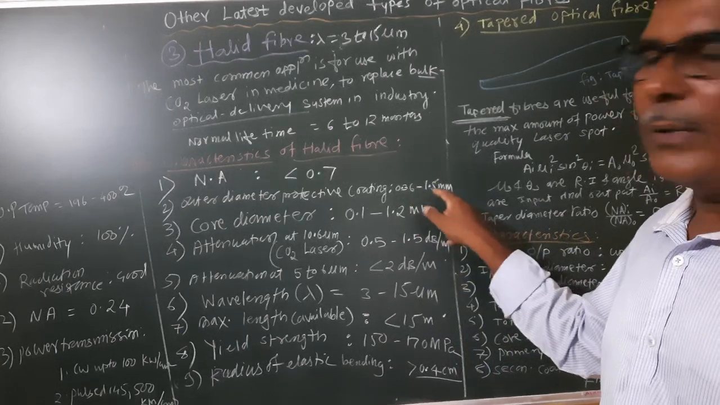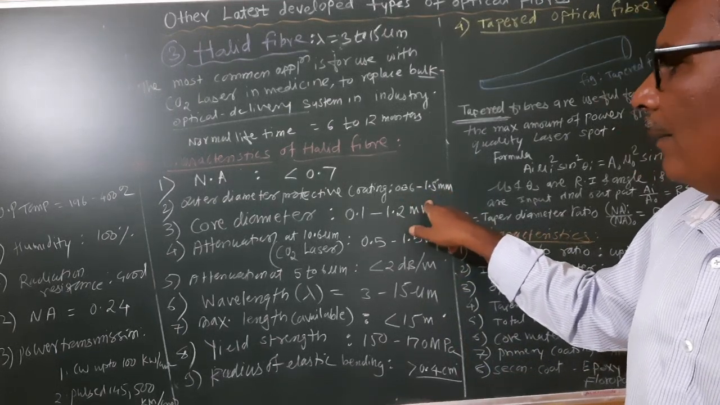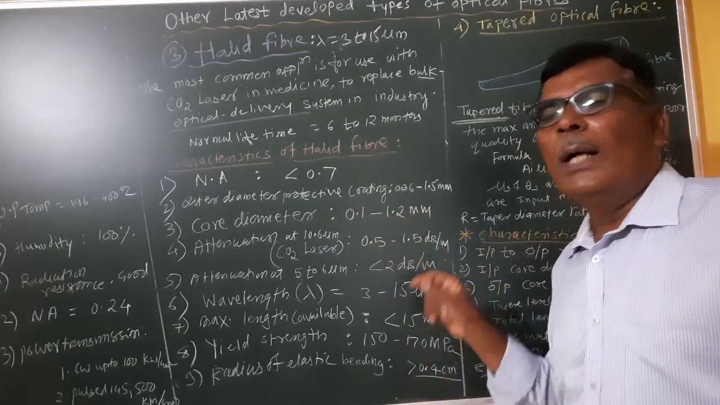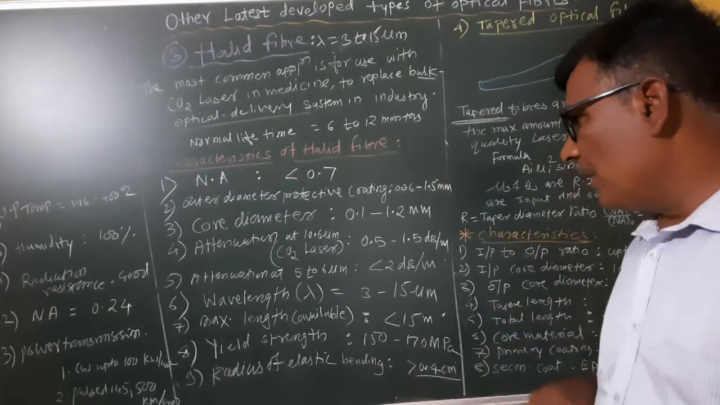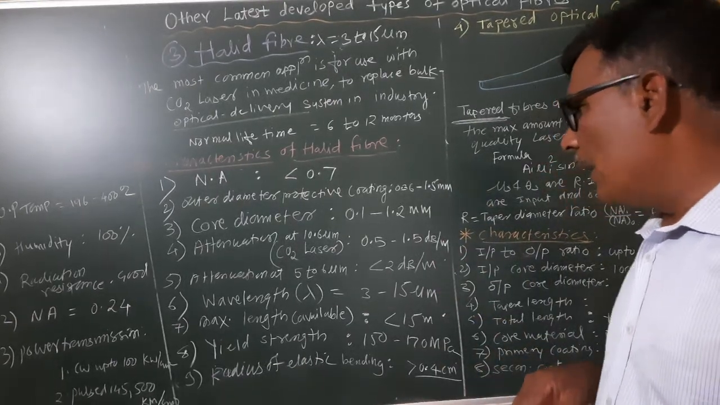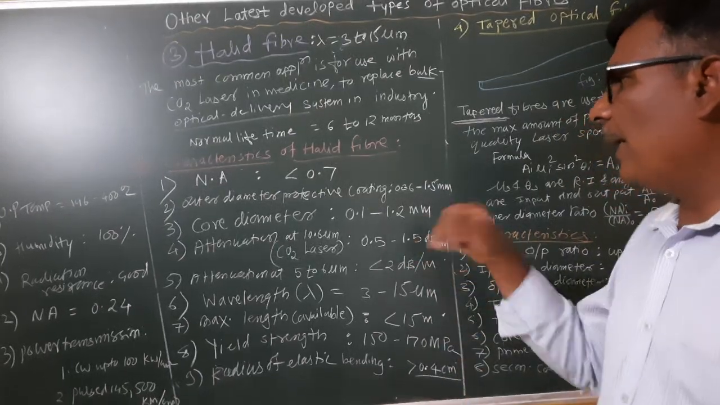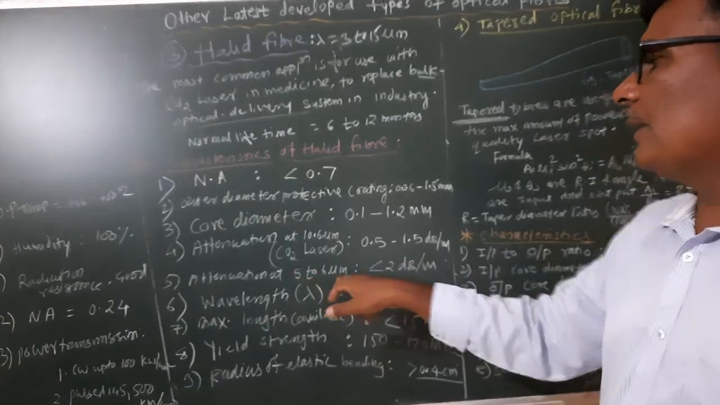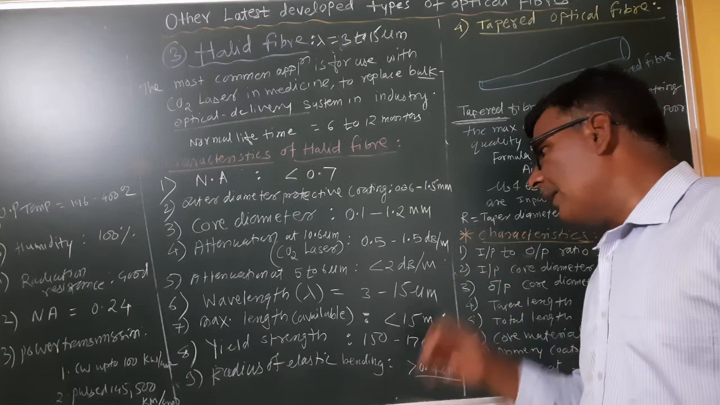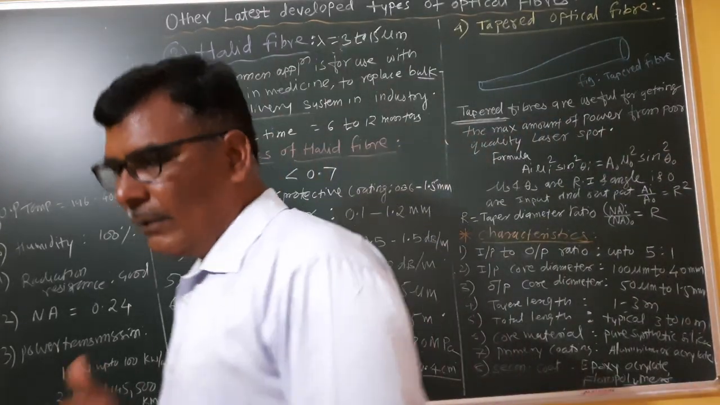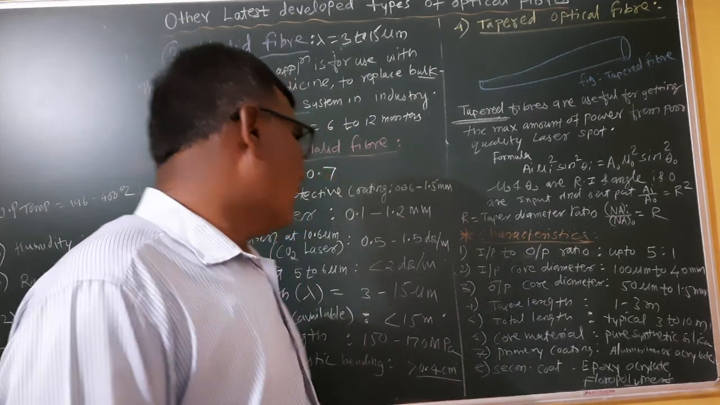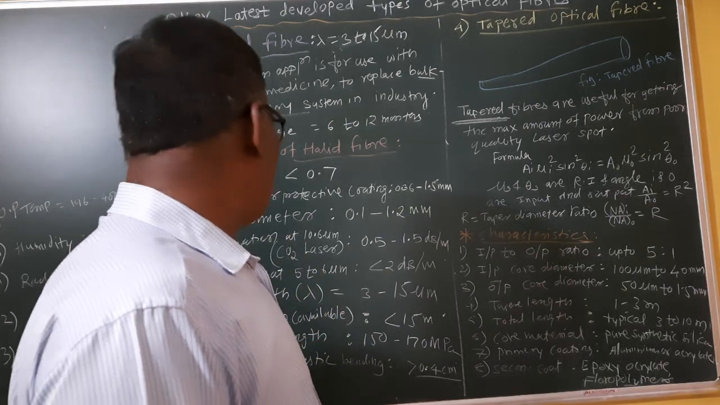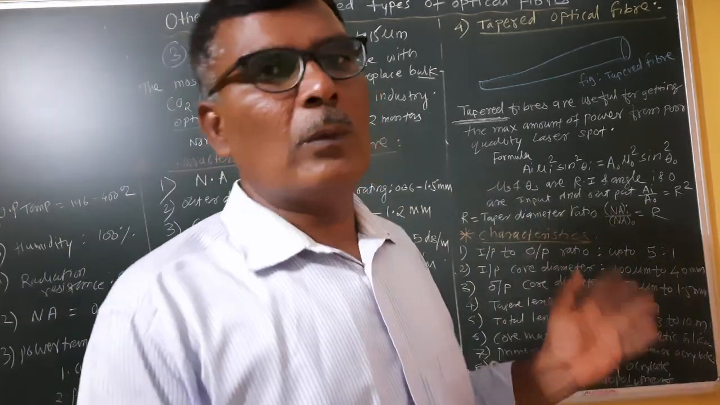Remember these factors for multiple choice questions. The core diameter for the halide fiber is 0.1 to 1.2 mm. This point we have to remember. Attenuation is about 0.5 to 1.5 dB per meter in halide fiber for the CO2 laser, but at 5 to 6 micrometer wavelength its attenuation is greater than 2 dB per meter. This is the range we have to remember for the halide fiber.